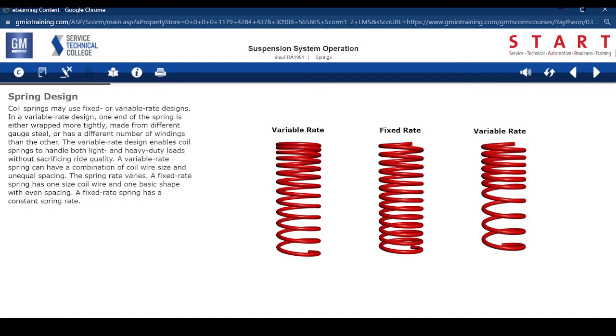A variable rate spring can have a combination of coil wire size and unequal spacing. The spring rate varies. A fixed rate spring has one size coil wire and one basic shape with even spacing. A fixed rate spring has a constant spring rate.